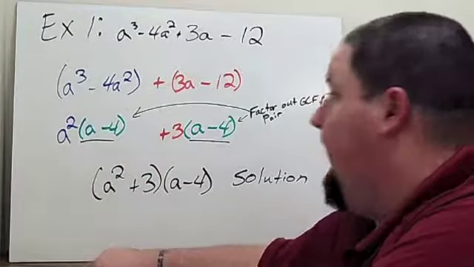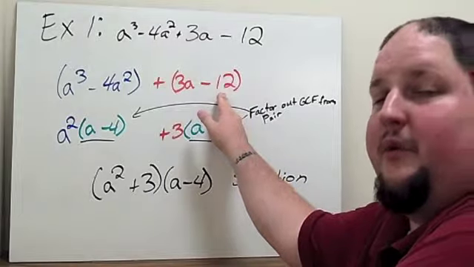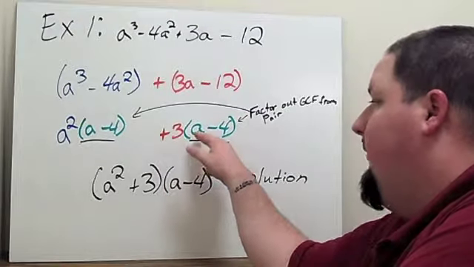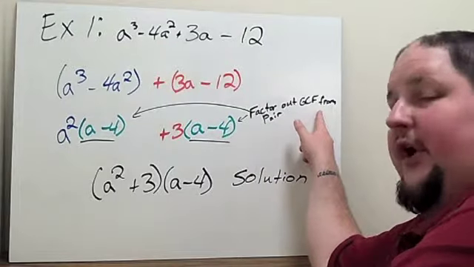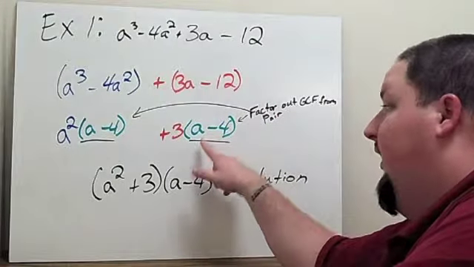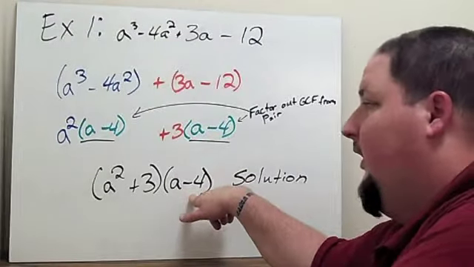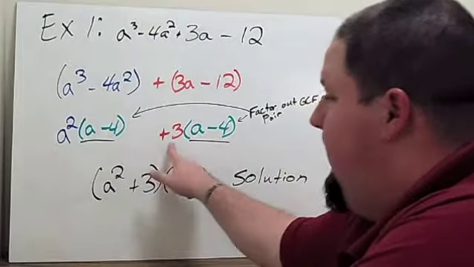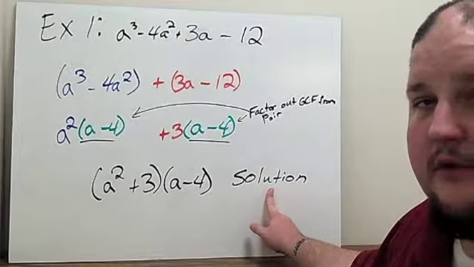So once I factor out the A squared, A cubed becomes A, and 4A squared becomes 4. 3A minus 12, 3 and 12 are both divisible by 3. So when I factor that out, I'm left with A minus 4. So now I'm going to pull out my greatest common factor from the pair, and that happens to be the A minus 4. So there's my A minus 4. And what I'm left with is A squared plus 3, which gives me my solution.